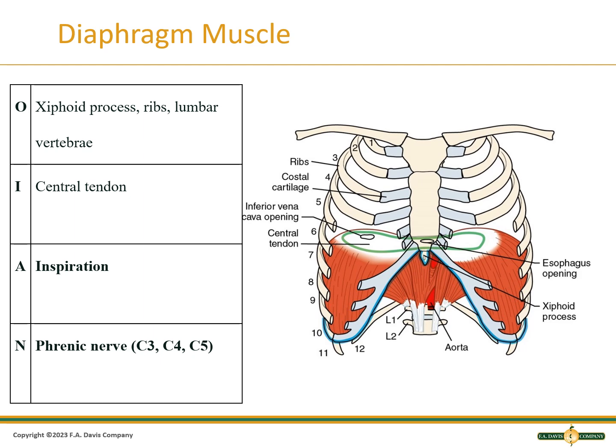You can remember that with the mnemonic C3, C4, C5 to stay alive, because we need to have our diaphragm innervated in order to be able to breathe. This will also carry over when we talk about spinal cord injury patients and level of injury for ability to perform self-respiration or needing mechanical ventilation.